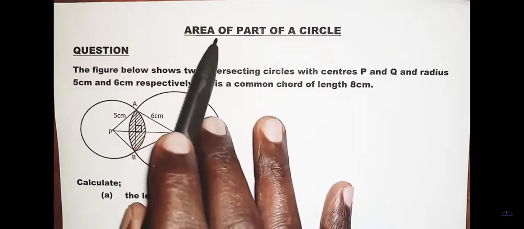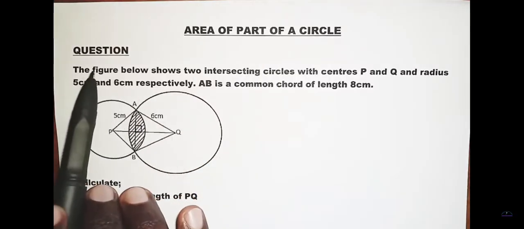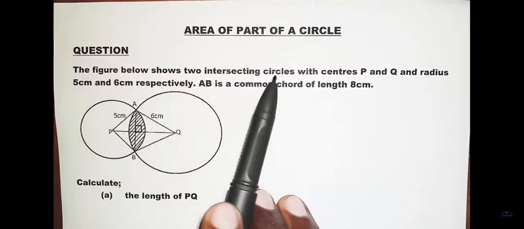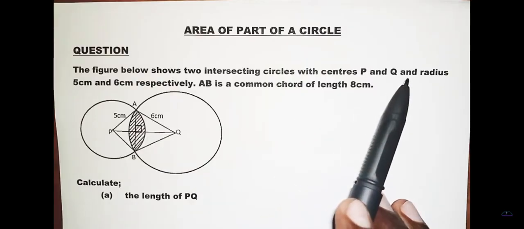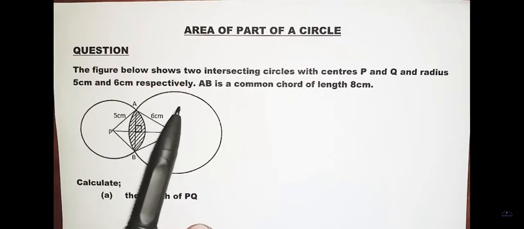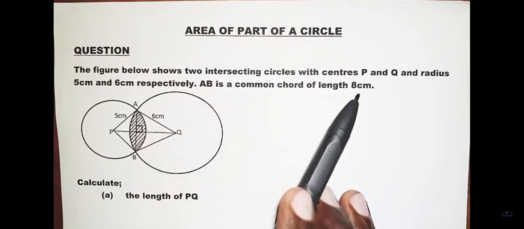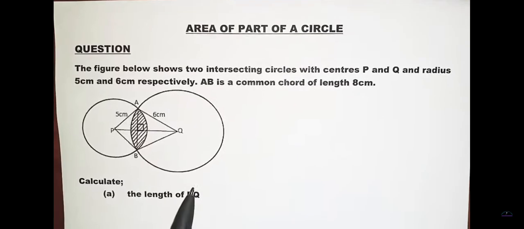The topic today is area of part of a circle, and we have this question to illustrate. The figure below shows two intersecting circles with centers P and Q and radius 5 centimeters and 6 centimeters respectively. AB is a common chord of length 8 centimeters. So the diagram is as shown.